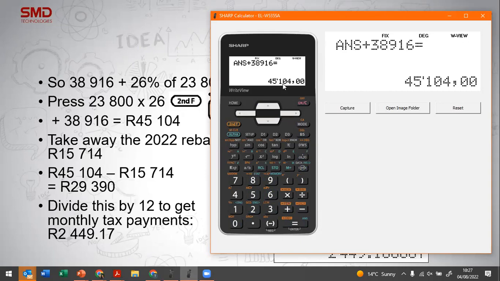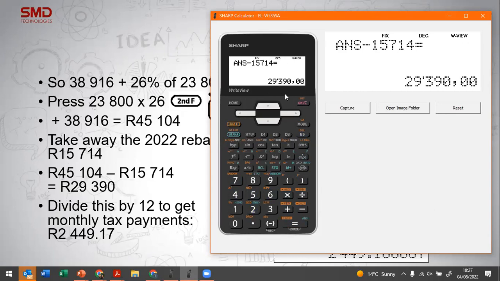That's how much tax we're going to pay before rebates. Now, if we're young and free, the only rebate we're going to get is for 15,714 Rand. So we're going to subtract this rebate and we're going to say 15,714 and equals, and so the total tax amount that we're going to pay for this year is 29,390 Rand.